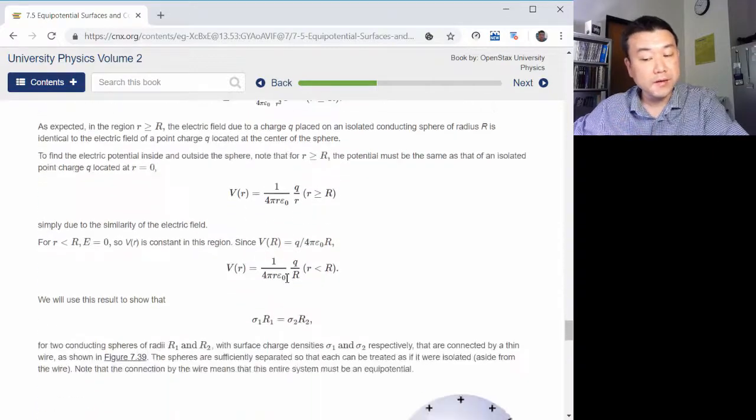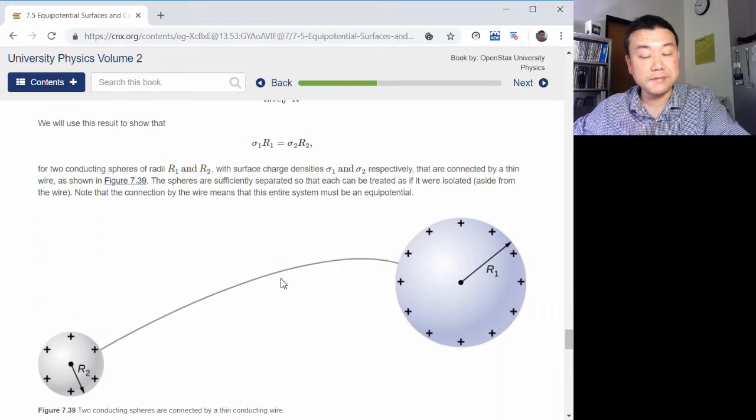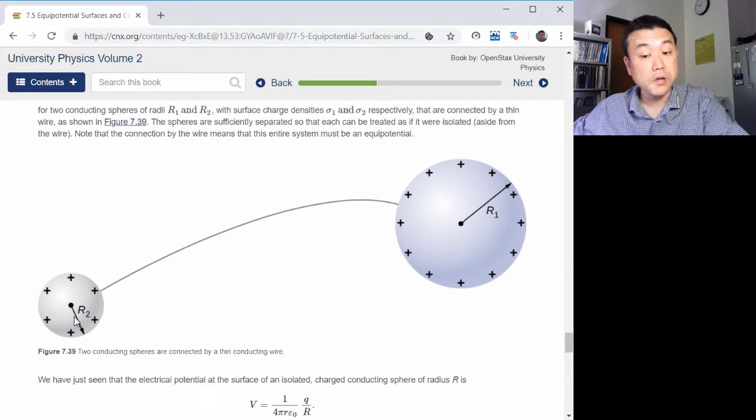In a nice symmetrical case like a sphere, it's kind of easy to see. But even in a case where it's not a nice simple arrangement, for example, two different spheres connected by a wire, we can say that they are at the same voltage. Because there's a path I can draw from here to here in electrostatic equilibrium where the electric field is zero all the way along the path.